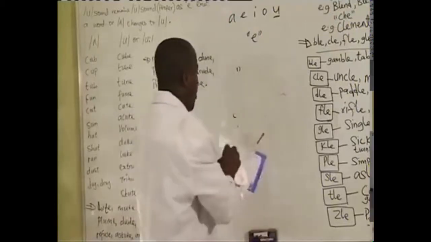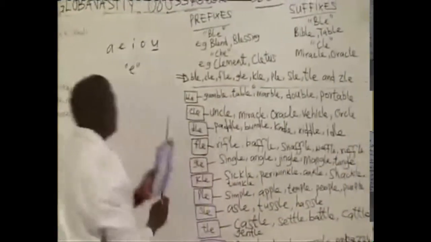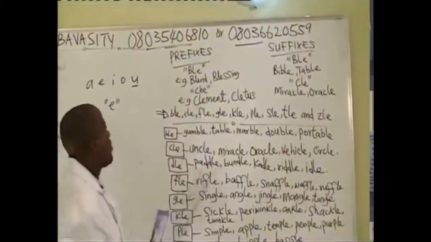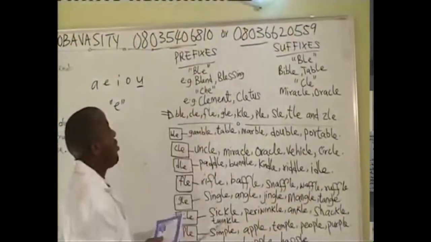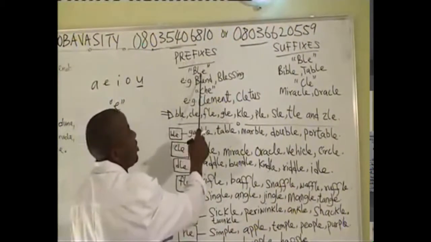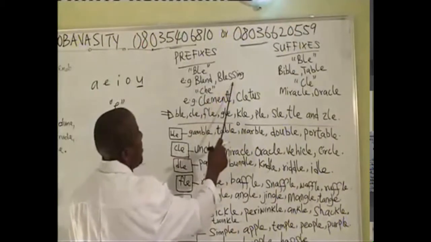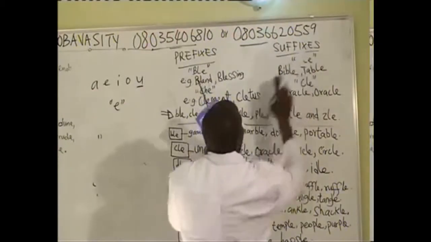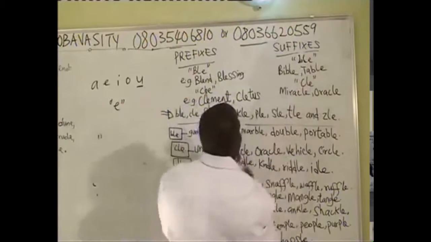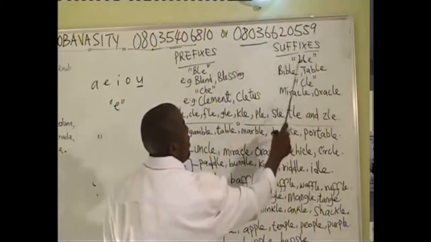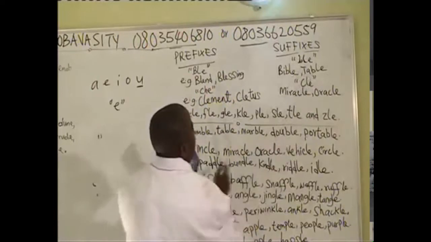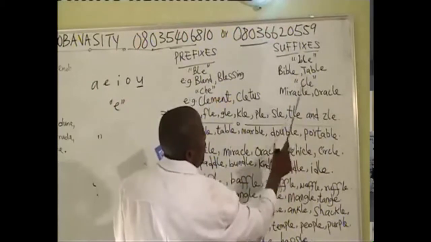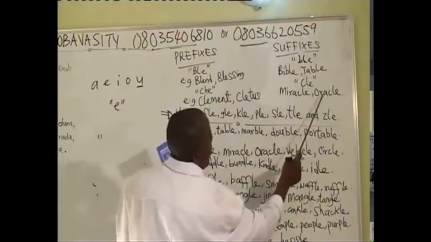But we'll move on. For instance, eyes on the board. You can see we have prefixes and what? Suffixes. What am I trying to say? Remember in our tables 2 and 3, we know about bra, bre, bli, blo. Is it not so? Yes. Here, as prefixes, we have ble, as in blend, blessing. But when B-L-E ends a word, it becomes what? Bull. Say bull, as in Bible, table. Here, C-L-E is suffixes, the ending part. It becomes what? Cull. Pronounce this. Miracle. And what? Oracle. There are so many of them.